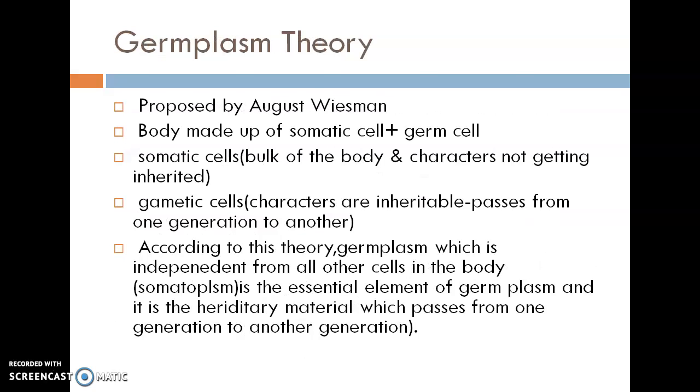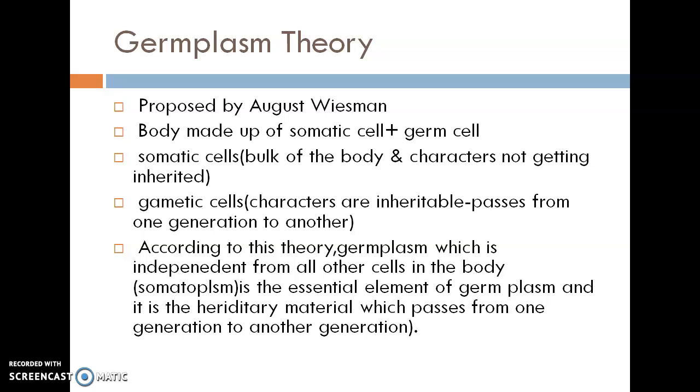Then comes another theory that is called germplasm theory. You may be knowing first what is meant by germplasm theory. This theory was proposed by August Weismann, and according to this theory, the body of an organism is made up of two different types of cell, that is called a somatic cell and a germ cell. The somatic cells generally form the bulk of the body, and here the characters are not inherited. We know that the diploid cells are called the somatic cells. That is, somatic cells include all the cells except the haploid germ cells. So the somatic cells form the bulk of our body, and those genes which are present in the somatic cells will not be inherited into the next generation.